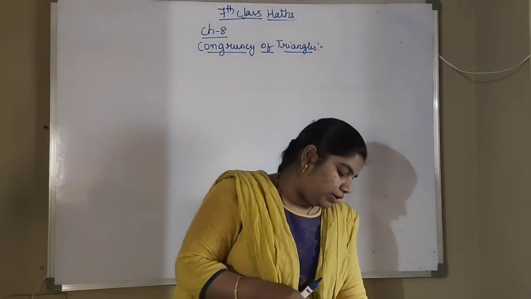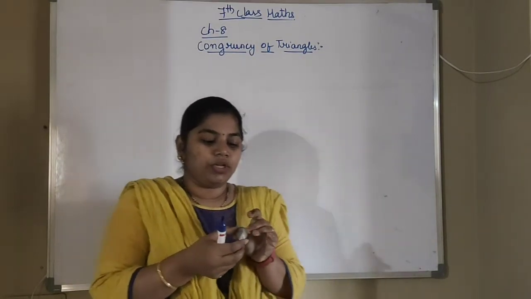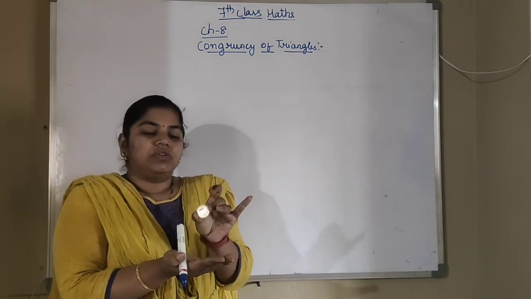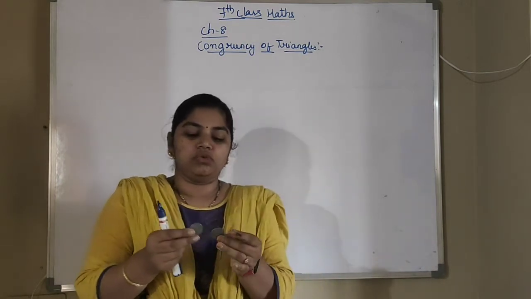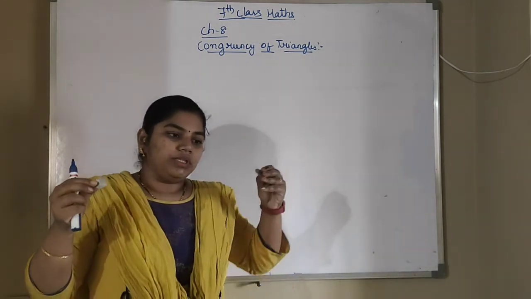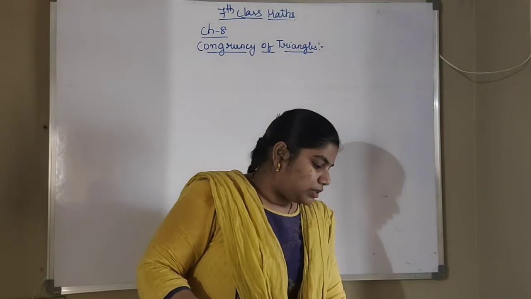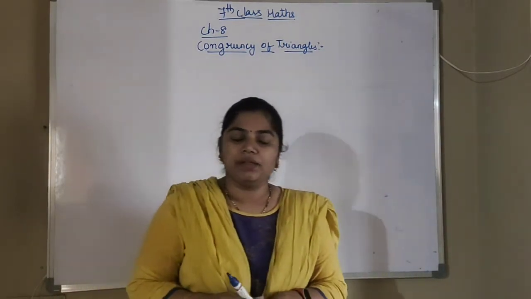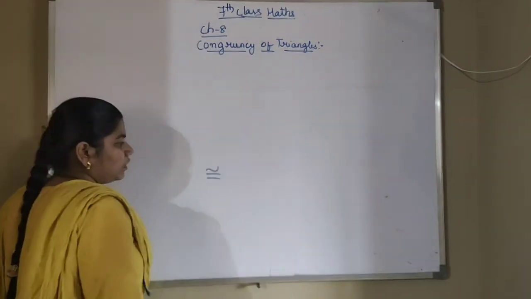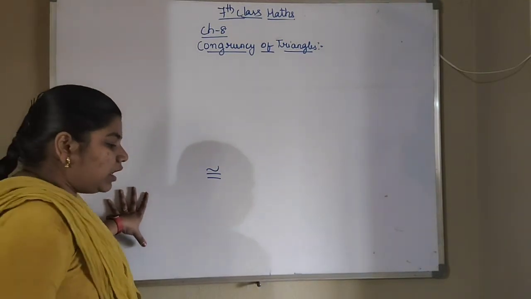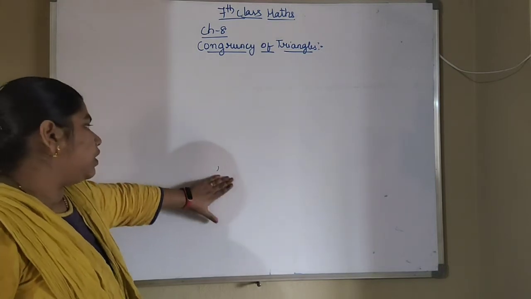So which coins are congruent here? Both 2 rupees coins have the same shape and same size. If I keep them on each other, nothing falls down, so we can call them congruent to each other. Not only coins, you can take notes or any other object also. So congruency is nothing but having the same shape and same size. We denote congruency by using this symbol.